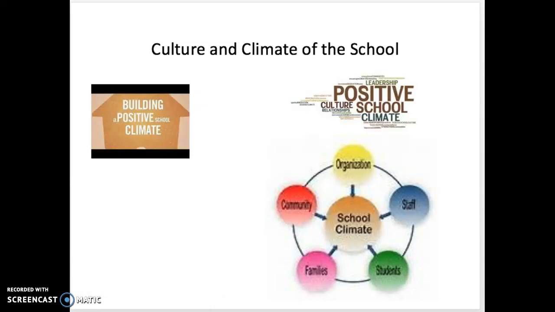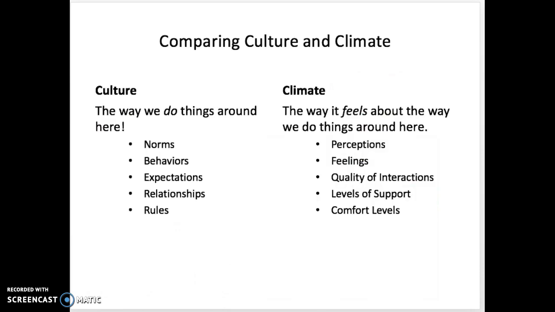Today, this lecture is about culture and climate of the school. Hopefully, we're part of a school culture that is positive, that is affirming. And we're going to look at how the different aspects of the environment create that positive school culture: the organization itself, staff, students, family, and community, and how all of these aspects interacting together can create that sense of positive school climate.